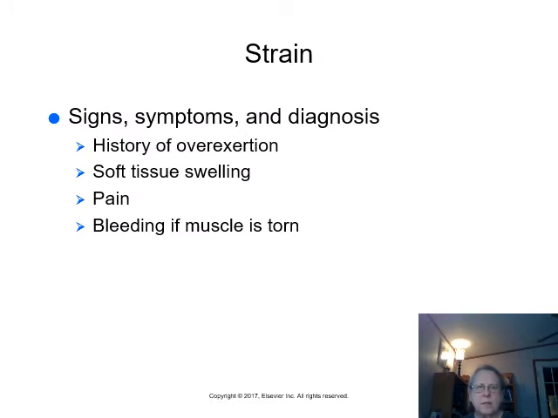Signs and symptoms. Right now we're doing strain. So this one could be a history of overexertion. You have soft tissue swelling, you have pain, you have bleeding if the muscle is torn. So this is different from a sprain, but this is a strain. You strain the area, you stretch the muscles a little further than they can go.